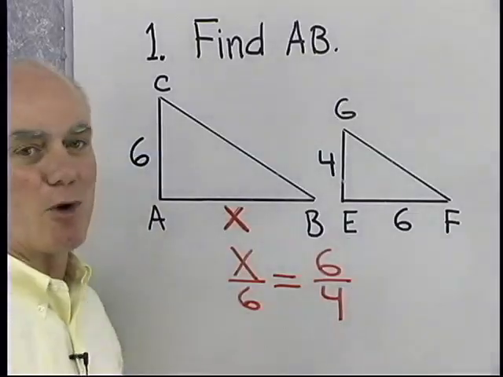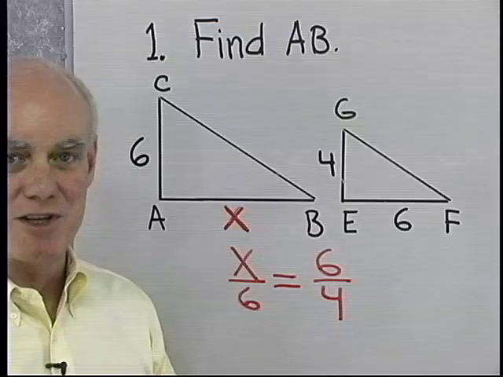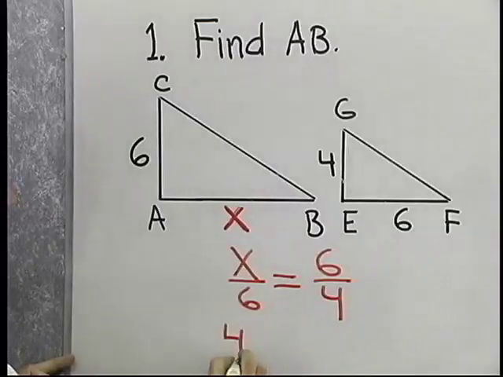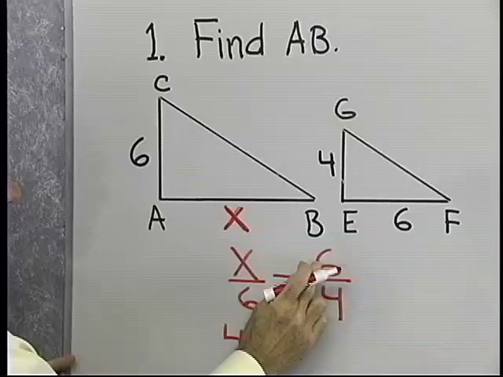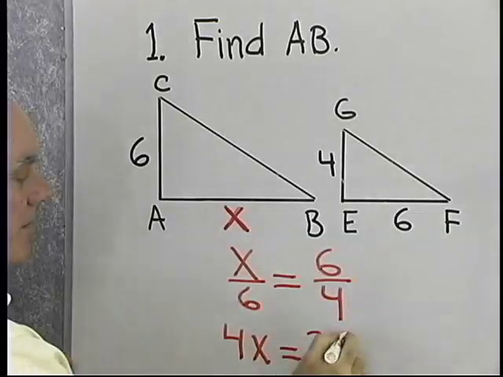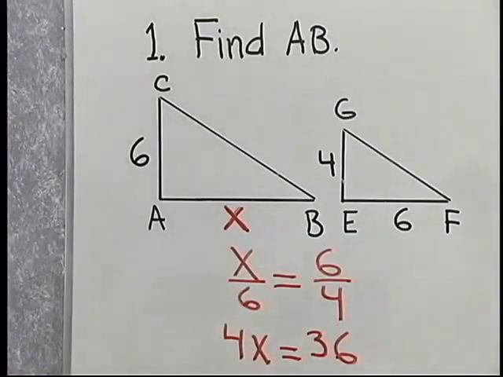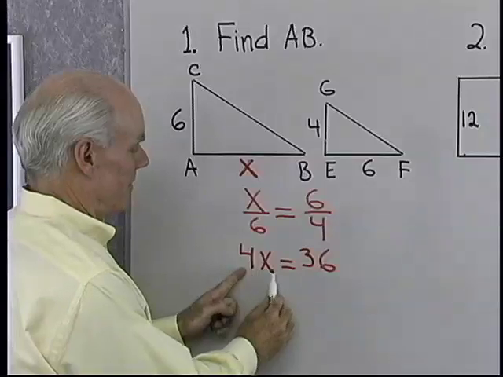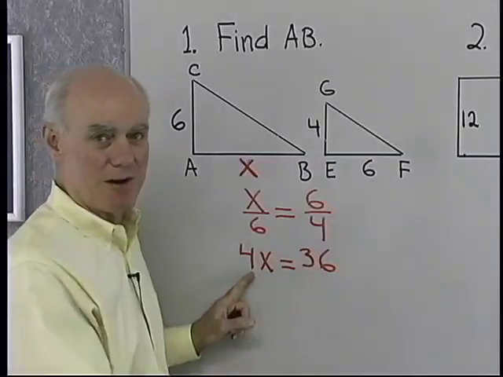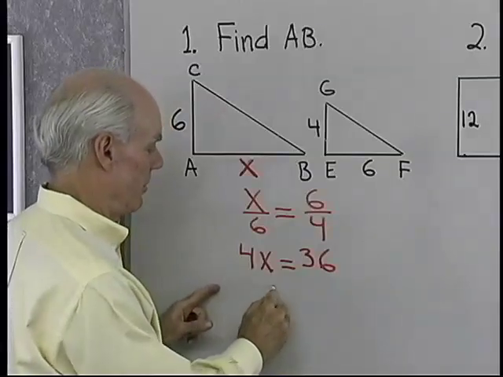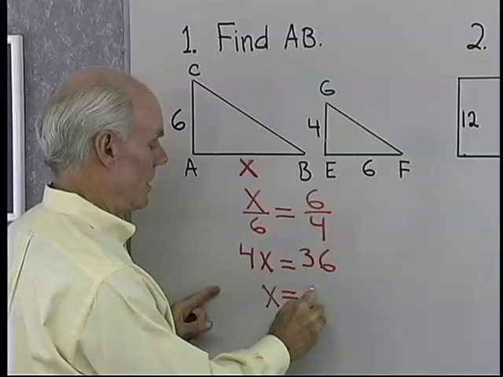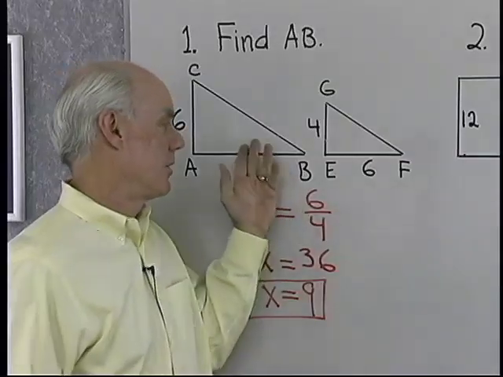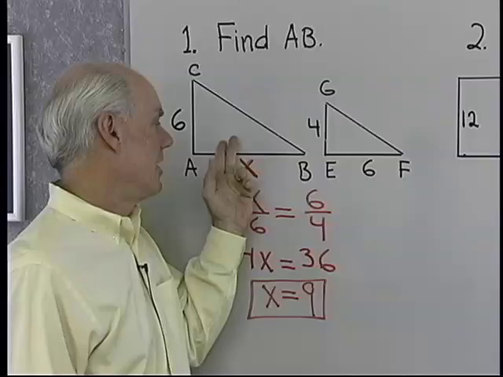Okay, so now I have my proportion. What I'm going to do is use my means extreme property to solve this proportion. So I'm going to say x times 4 is 4x, and then 6 times 6 is 36. I'm going to move that camera down a little bit. There we go. Now we have a little more room to work. And let's see, 4 times x is 36. If I divide both sides of this by 4 or multiply both sides by 1/4, I end up with x is equal to 9.